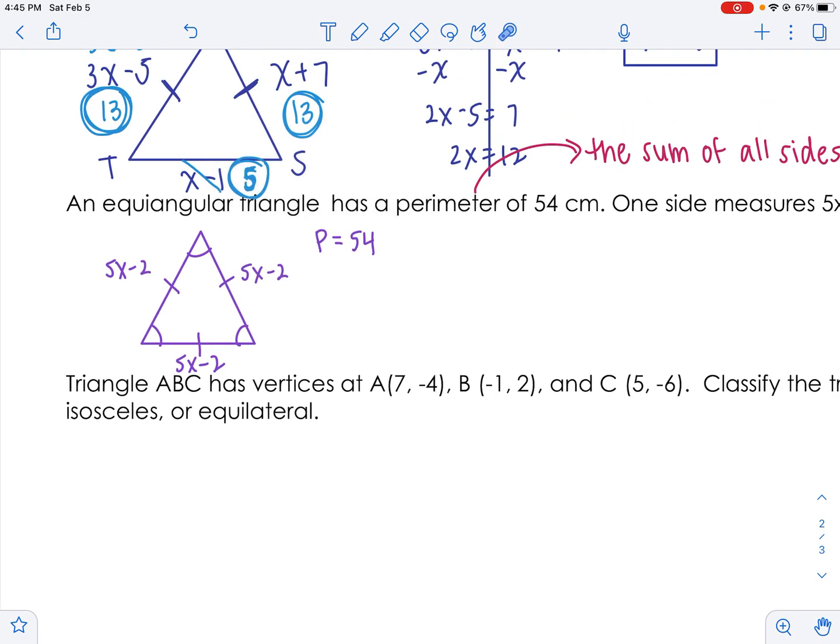So how am I going to find the perimeter? I'm going to add up all the sides. Now I could add that all up, or if there's 3 of them, I could just do 3 times 5x minus 2, which would be 15x minus 6 if I added them all together. And that should equal our perimeter, which is 54. From there, I'm going to add 6, so 15x equals 60, which would make x, once I divide by 15, x would equal 4. And that's how we solve for x.